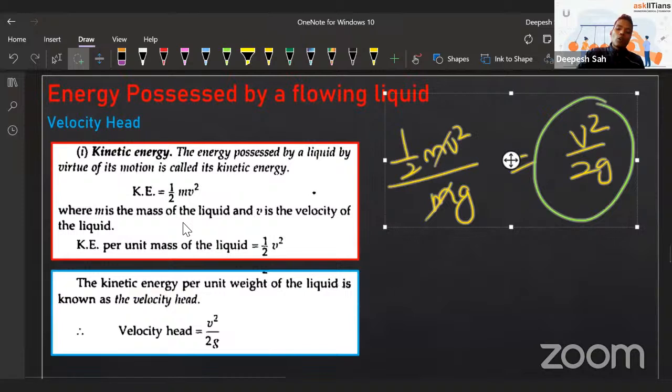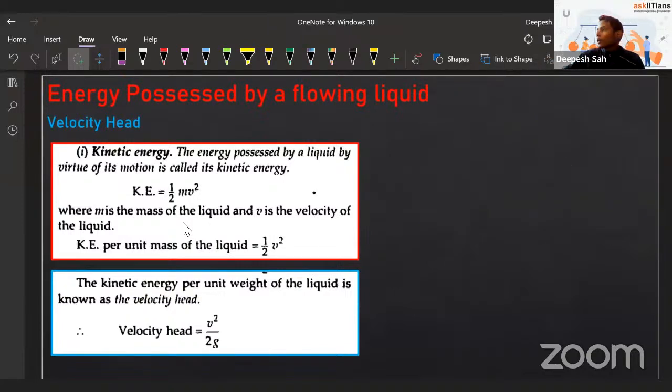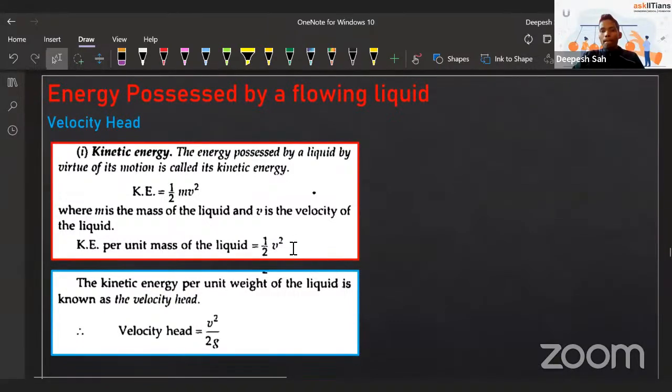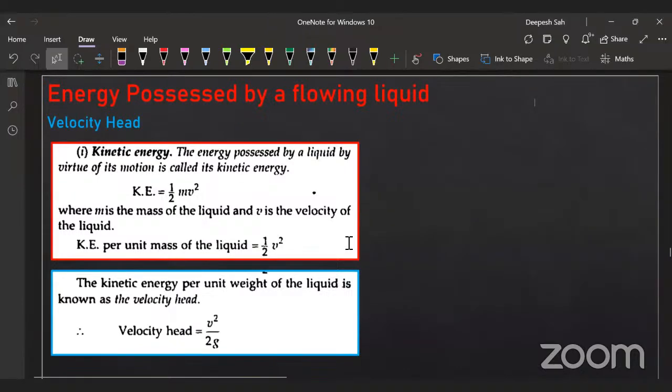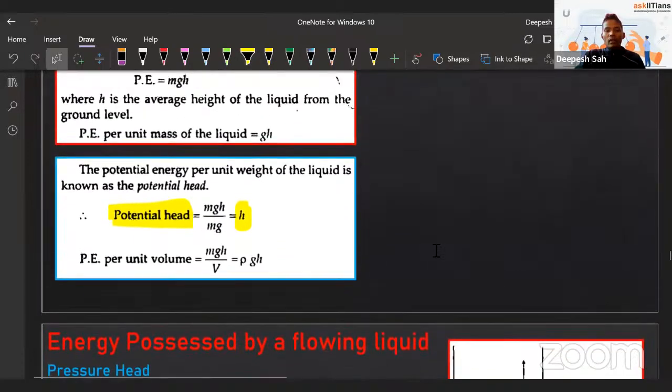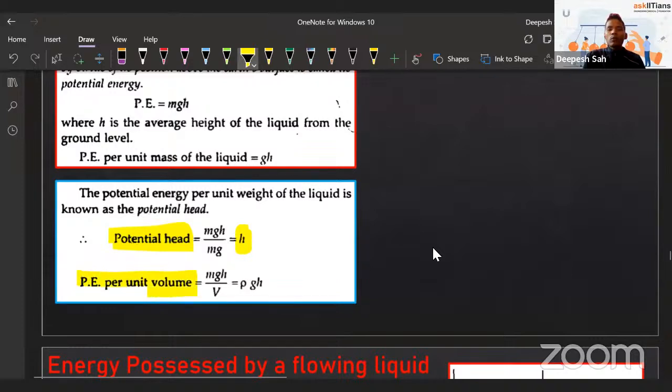Similarly, can you tell me what is the formula for potential energy? mgh. mgh divided by mg, what will you get? H only. That is what we call the potential head. Potential head is only h because you are taking mgh and dividing it by mg. And you can also say that potential energy per unit volume, taking potential energy and dividing it by volume, you will get rho gh, because mass by volume is rho.